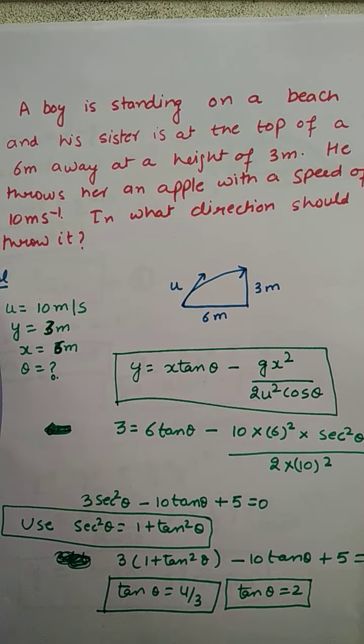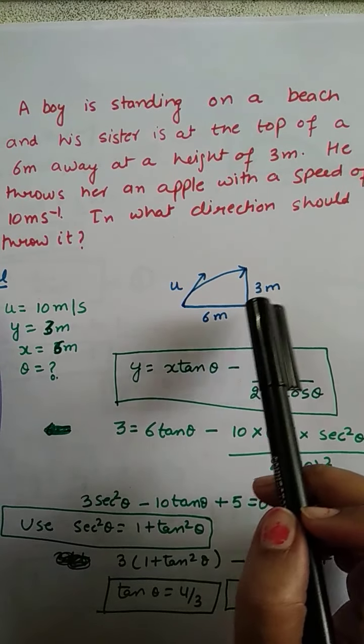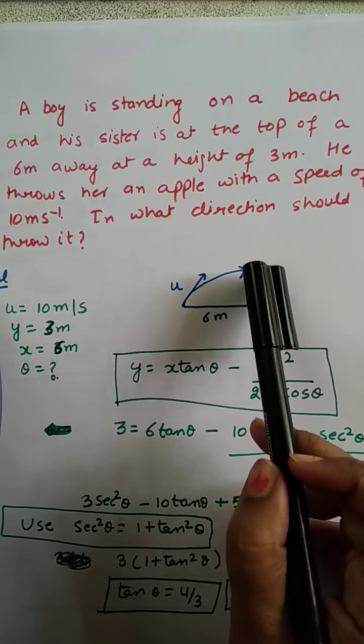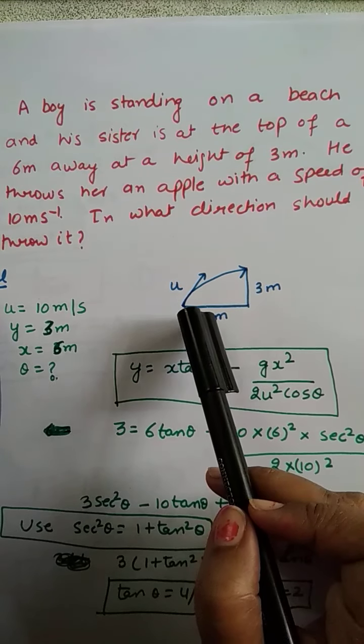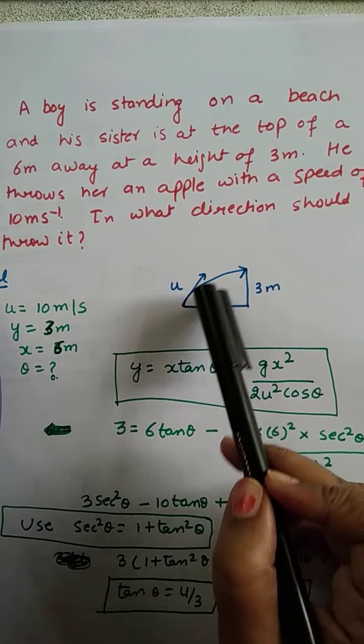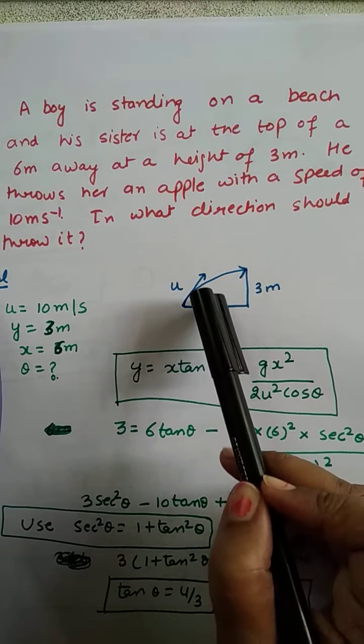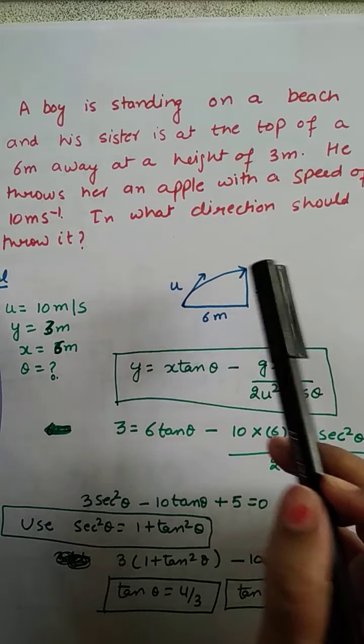Let us try to understand one problem based upon the trajectory of the parabolic motion. In this question, a boy is standing on a beach. He is playing with his sister and the sister is standing 6 meters away from this guy. The sister is sitting on a cliff which is 3 meters in height. Now this guy throws an apple towards his sister with an initial speed of 10 meters per second. We have to find the angle at which he should throw so that the sister is able to catch it.